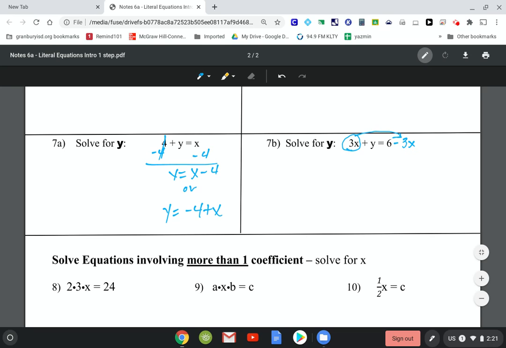That is the same thing as if I went minus 3x, canceled that out. The only reason I hesitate showing it this way is I get a lot of people that want to subtract 3 from 6, but remember, these are not like terms.